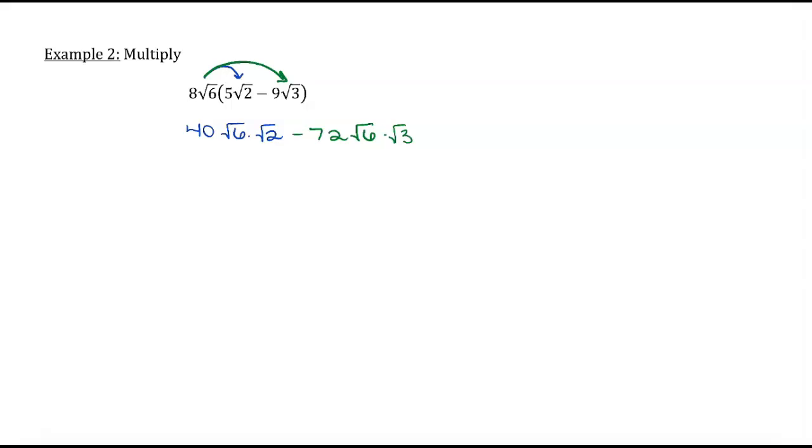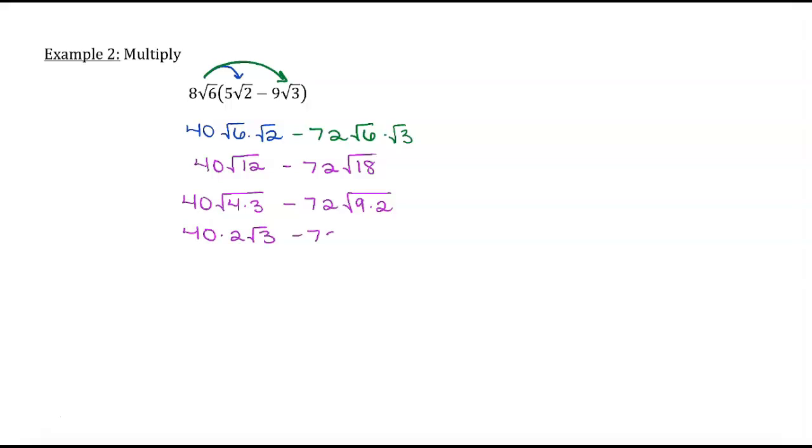Multiplying these radicals together, we have 40 times the square root of 12 minus 72 times the square root of 18. Now we need to simplify the two radicals. The square root of 12 is divisible by the perfect square 4, so we'll rewrite this as the square root of 4 times 3. 18 is divisible by the perfect square 9, so we'll rewrite this as the square root of 9 times 2. The square root of 4 is 2, so this becomes 40 times 2 times root 3. And the square root of 9 is 3, so this becomes 72 times 3 times the square root of 2.